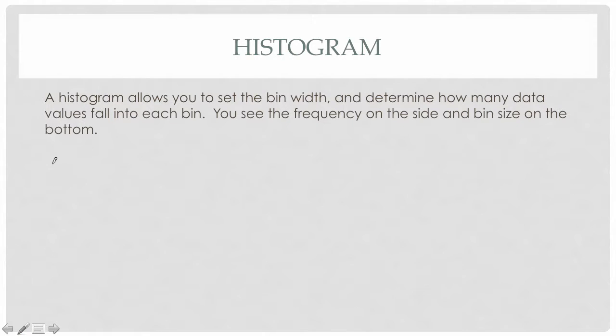So say you have the numbers 1, 3, 4, 5, 8, 9, 9, and 10. These are my data values. We've got 1, 2, 3, 4, 5, 6, 7, 8 data values. And say I make a bin. We have one bin going from 0 to 3, another bin going from 3 to 6, another bin going from 6 to 9, and another bin going from 9 to 12.